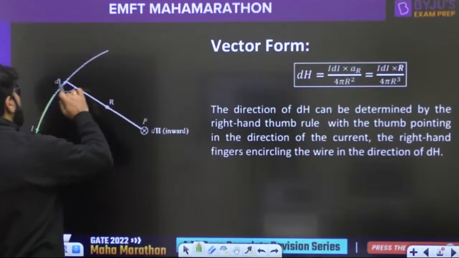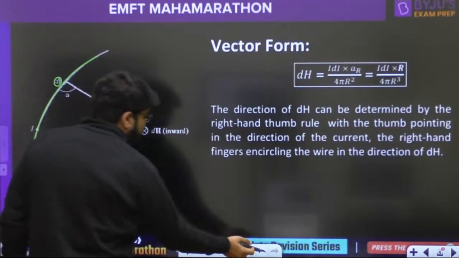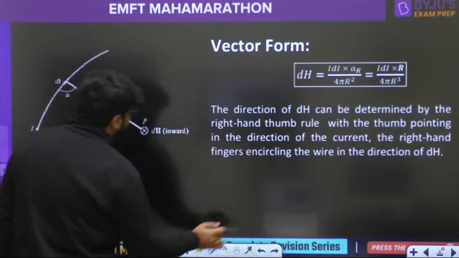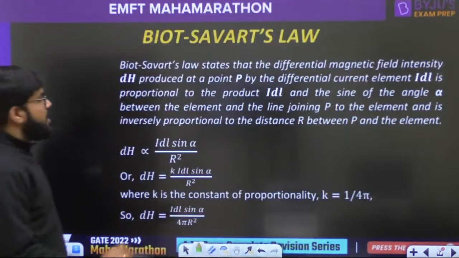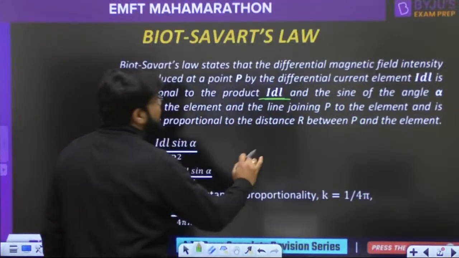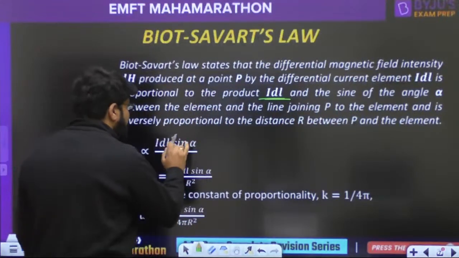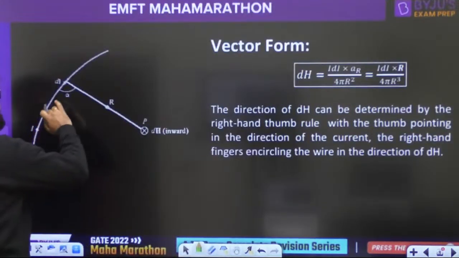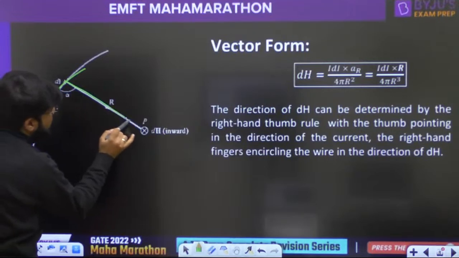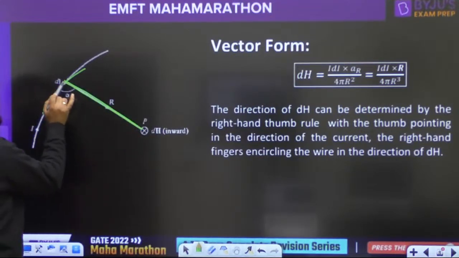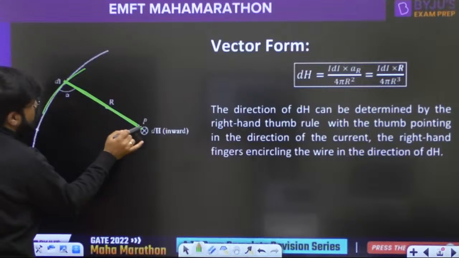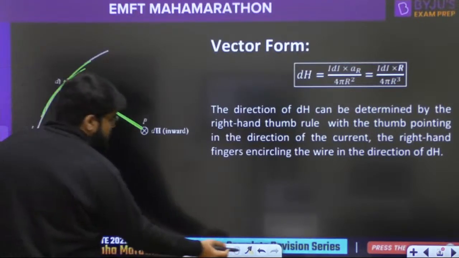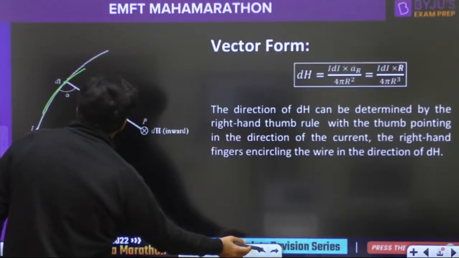Okay. So, a small current element having some small length dl, the differential magnetic field produced at any point P, according to the Biot-Savart law, is proportional to the product I dl and the sine of the angle alpha. The sine of the angle alpha between what? Between the current element and the line joining the current element to the point of observation. So basically, from the current element to the point of observation, we will draw a line. What is the angle between this line and the current element? That is known as alpha.